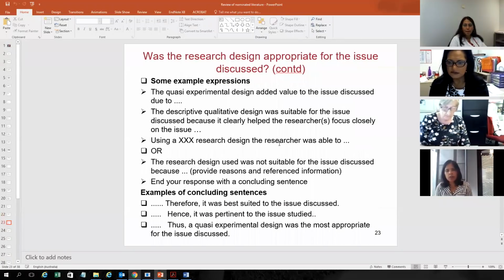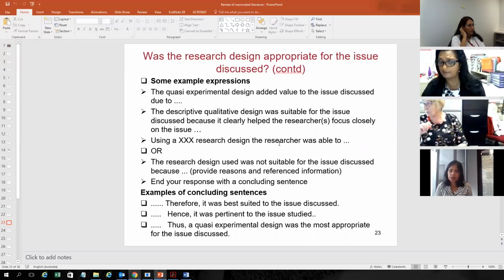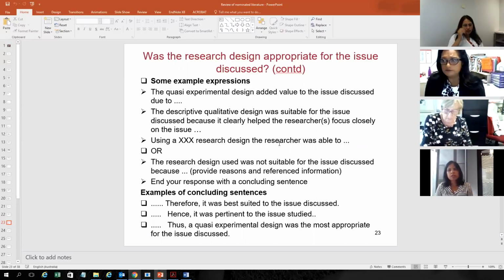Now, for example, if you see the study design as phenomenological study, you would relate that to the aim, saying phenomenological study design is used to explore the lived experience of people. So this is an appropriate design because this study also explored the lived experience. So phenomenological design was appropriate for the study.